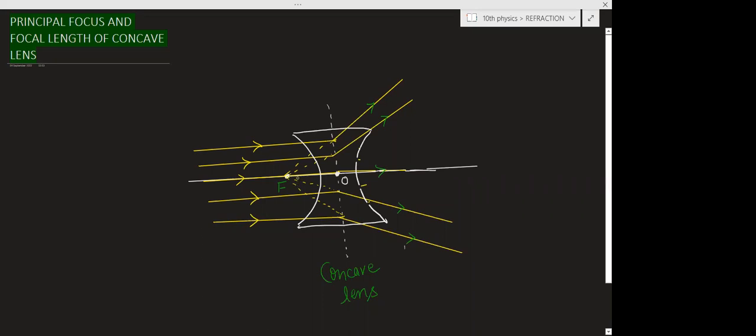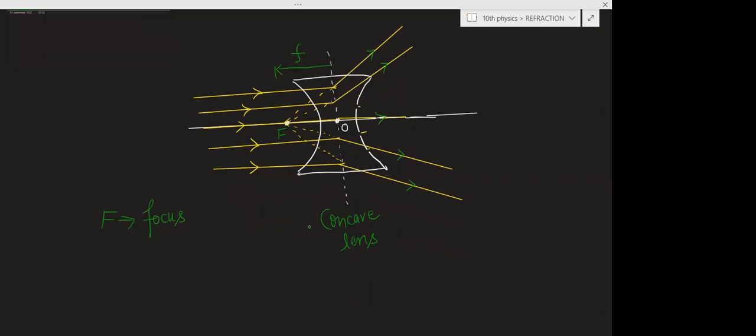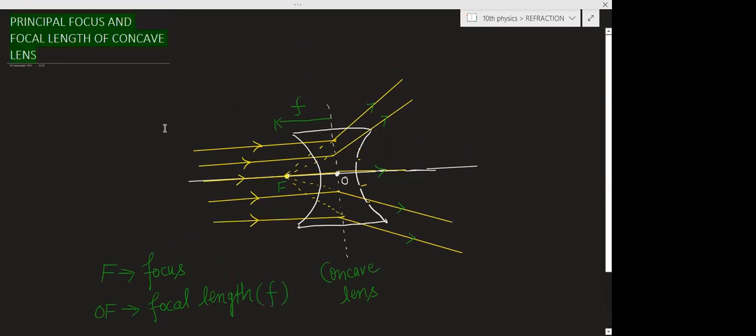Here F is the focus of this concave lens, and the distance between this focus and the optical center is the focal length. So you will say OF is the focal length, and focal length I will represent with small f. Okay, so just note it down, Azaan.